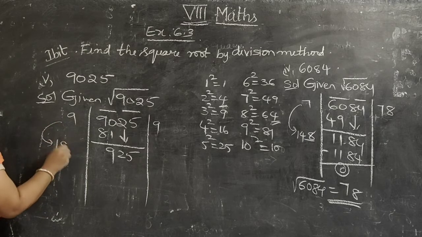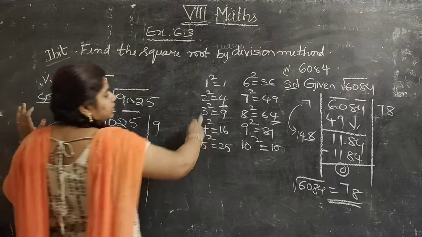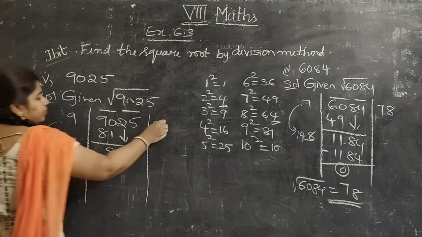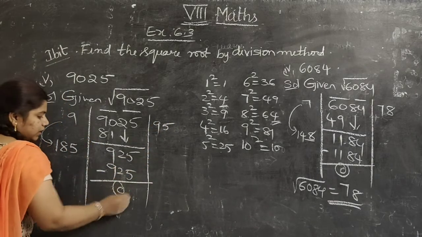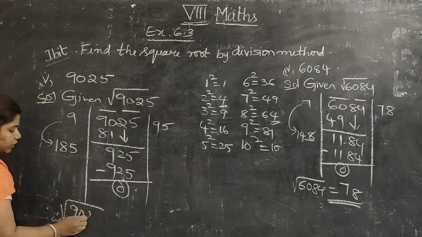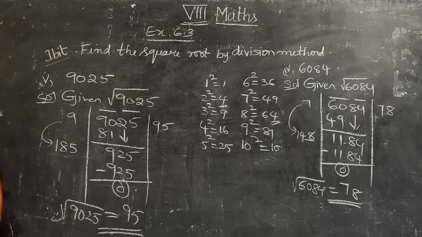Double this 9. Double of 9 is 18. So what is the last digit here? 5. So where you are seeing the 5 here, in case of 5, that is 185. 185 5's are 925. Subtract this. Remainder 0. So what is the square root here? The square root of 9025 is how much? 95. That means 95 95's are 9025. So with this our first bit is completed.